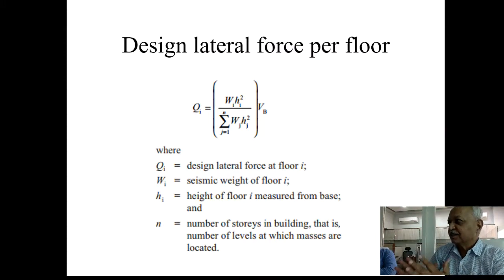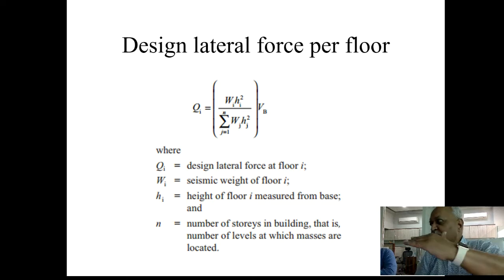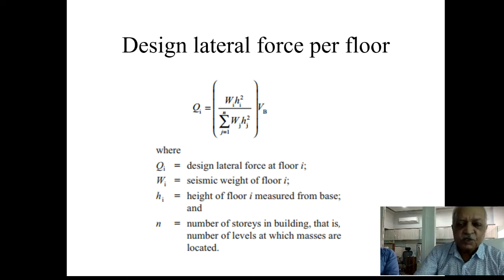I know it is 1000 kilonewton I am applying in total, but at each floor I want to know how much force is applied. So they have assumed that it's a parabolic variation. At the lowest height the force is less, as you go up the force increases, and finally they have given this formula: WiHi square upon sigma WiHi square multiplied by base shear.